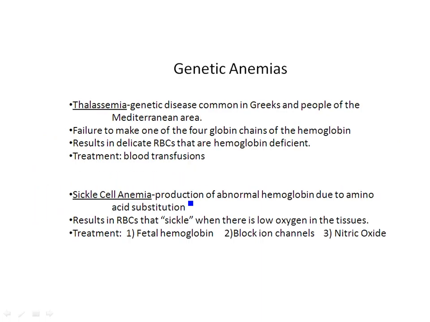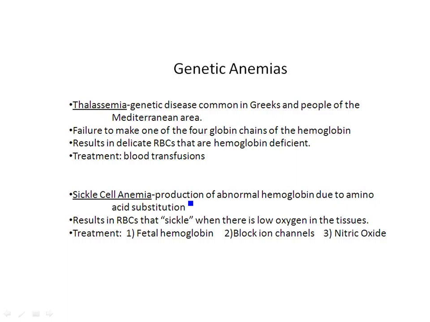Finally, you've got a couple genetic anemias that I want to talk about. The first one is called thalassemia. And this is a genetic disease that's common in Greek people and people who live around the Mediterranean Sea. And then there's some in Southeast Asia, some of those countries like Turkey and places over there, they will have this. As I said, it's genetic.